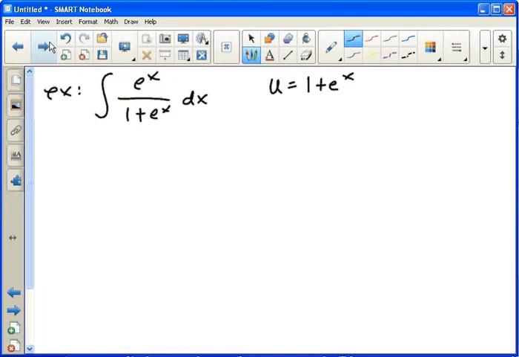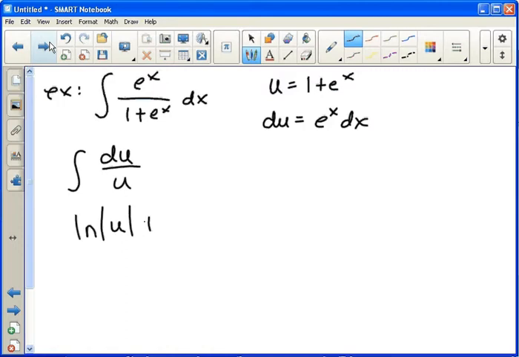Take the derivative. Derivative of 1 is 0. Derivative of e to the x is e to the x. So if you notice, that's a perfect match for what's on top of our fraction. So we end up with du over u. And you should recognize that rule. The integral of du over u is the natural log of the absolute value of u plus c. So we get the natural log of the absolute value of 1 plus e to the x plus c.